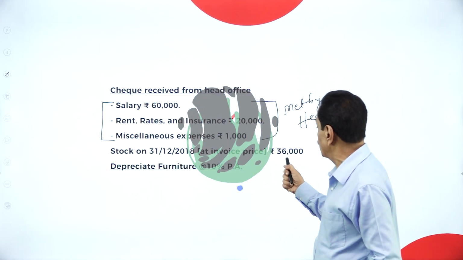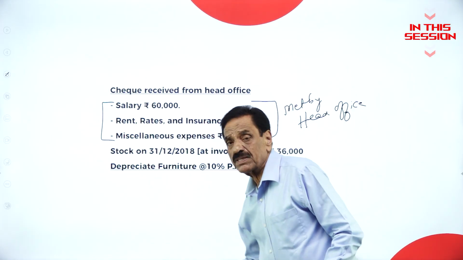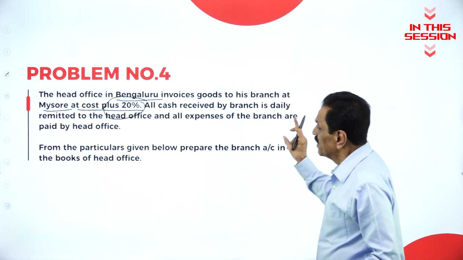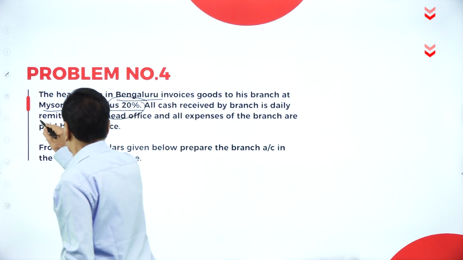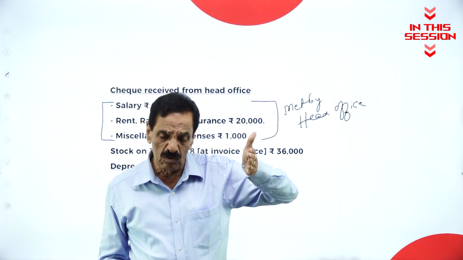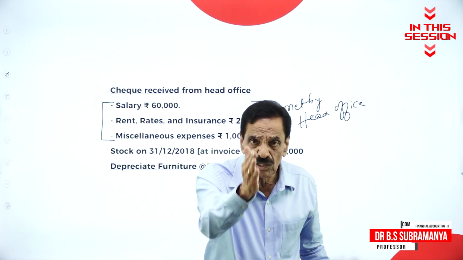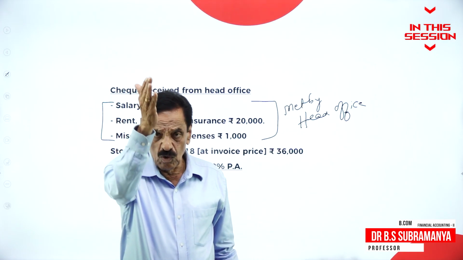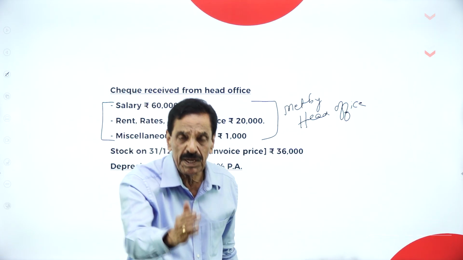Closing stock at the end of the year is 36,000. Depreciation at 10%. All cash received by branch is daily remitted to head office. This sentence. So what are the opening balances? Opening stock, opening debtor, opening petty cash, opening furniture, opening prepaid.